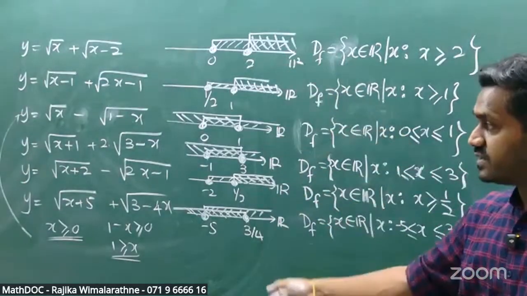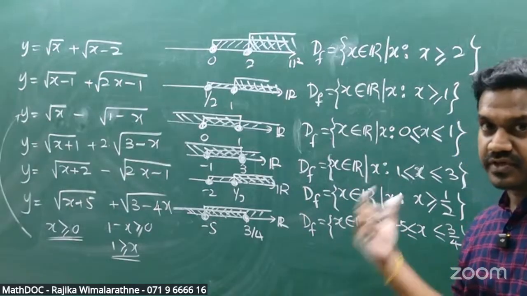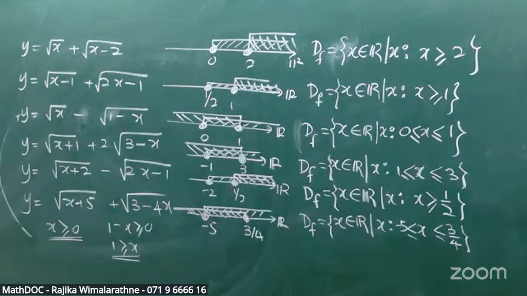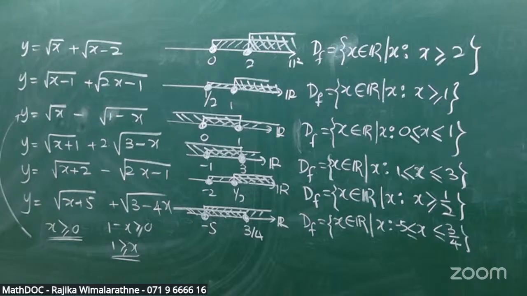So if you can't write at once, you better split it. Think about each square root, then take positive values. Okay. Complete.